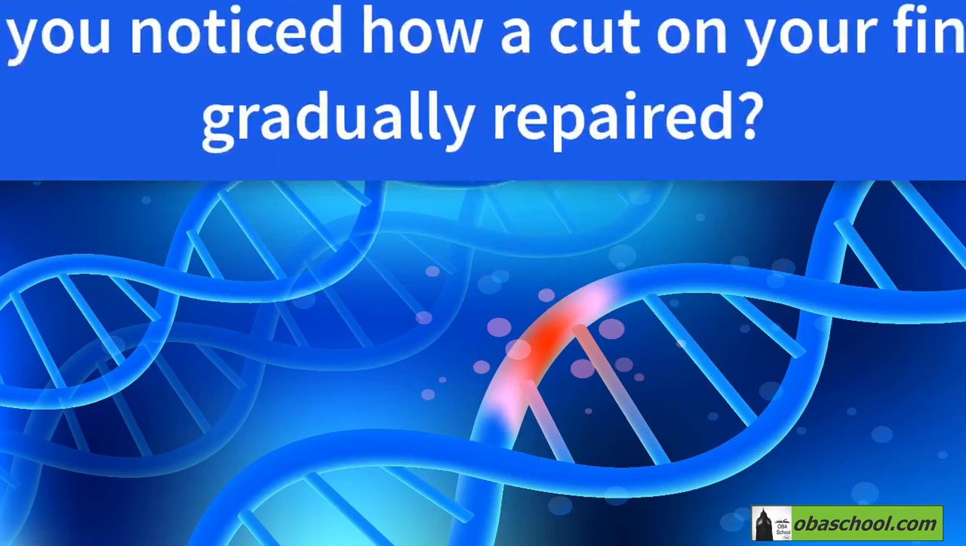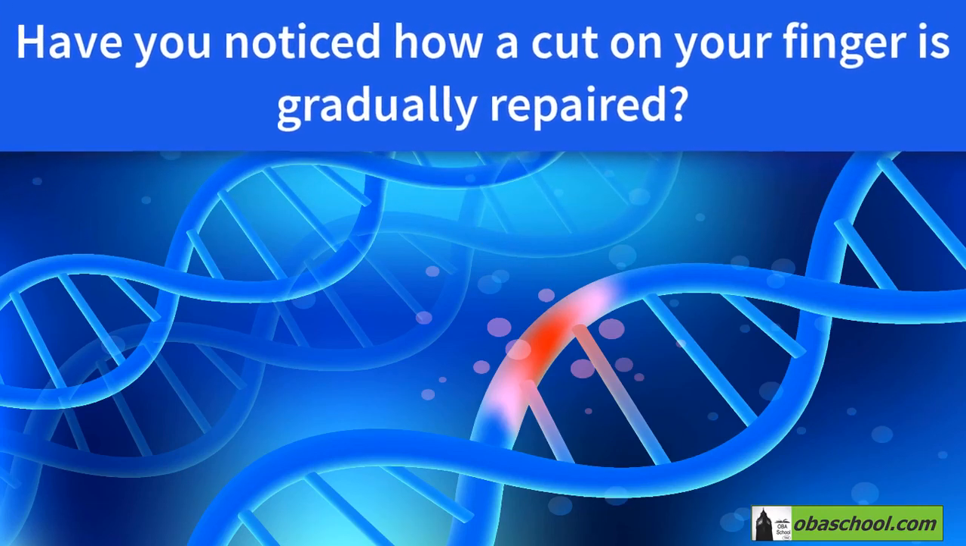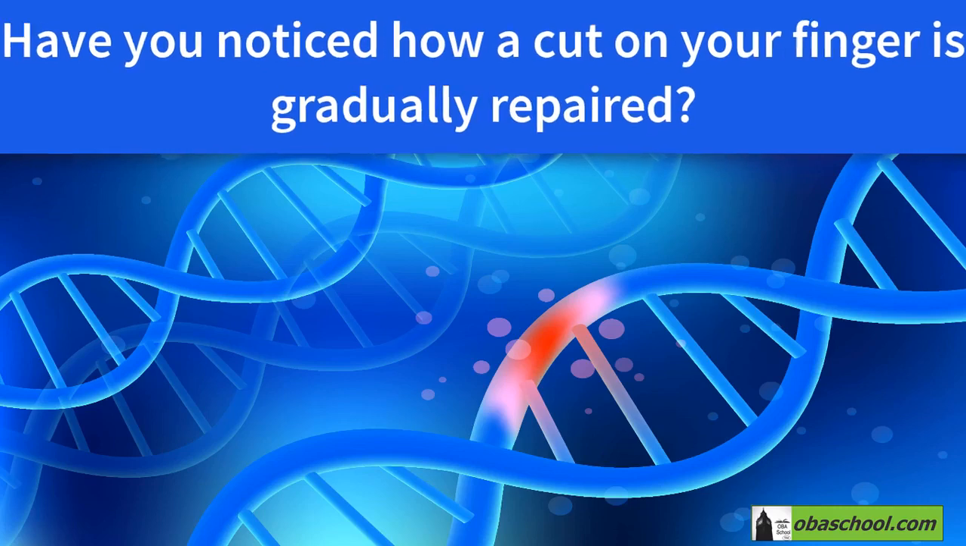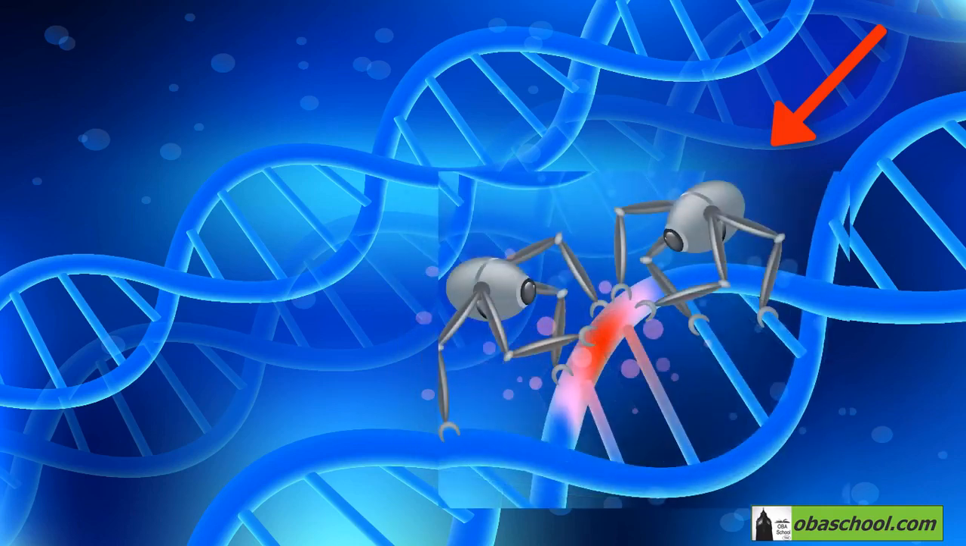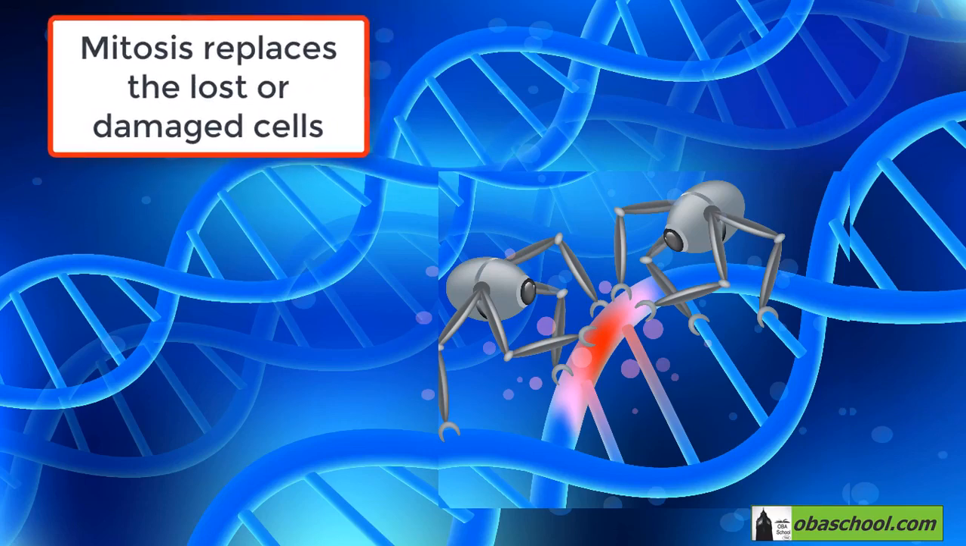Have you noticed how a cut on your finger is gradually repaired in a few days? This is because mitosis is involved in the regeneration and replacement of worn out and damaged tissues. Mitosis helps in the production of identical copies of cells and thus helps in repairing the damaged tissues or replacing the worn out cells, as you can see.